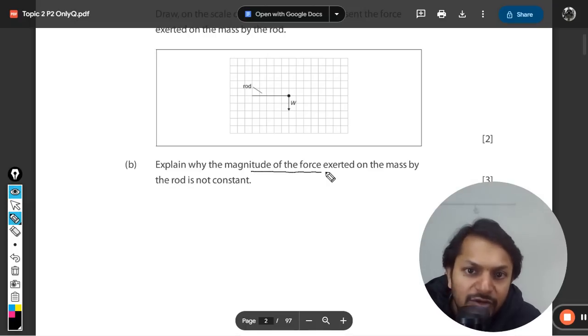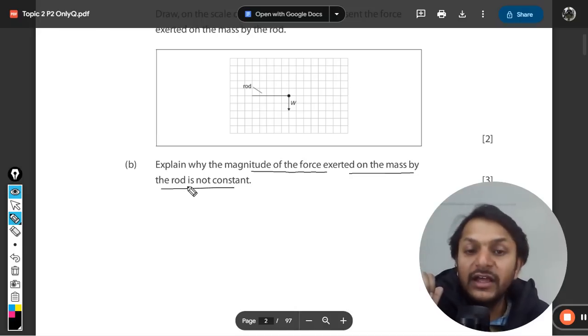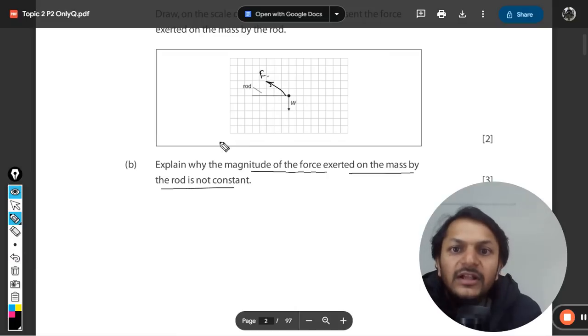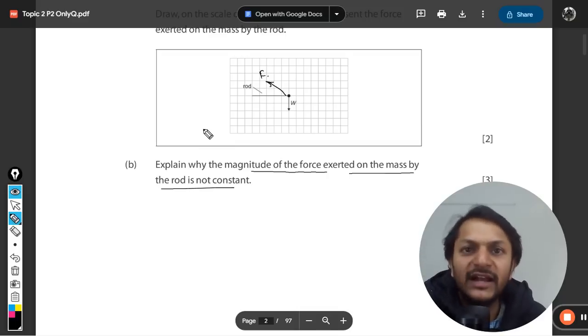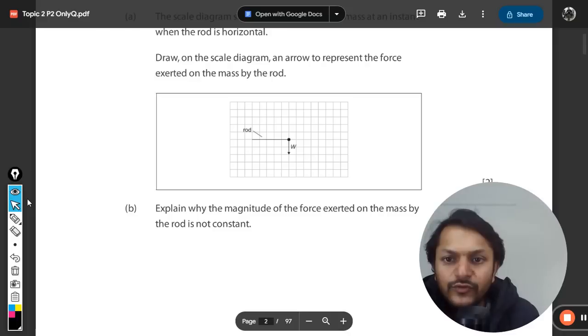Explain why the magnitude of the force exerted on the mass by the rod is not constant. So now this is another thing, that this force that we have drawn here is not constant. It is variable from position to position. And why is that? So we have to explain it. So let us move to the diagram now.